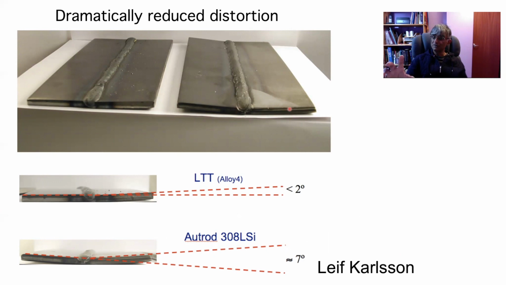So when I was describing the accumulation of residual stress, I was talking about a constrained assembly. This is not a constrained assembly. And therefore, one of the plates is lifted up by the thermal contraction stresses. When we use the low temperature transforming alloy, we get much less of this distortion. So this finishes the clever way in which transformations and mechanical twinning are exploited in order to control the properties and the state of stress inside your material. Thank you.